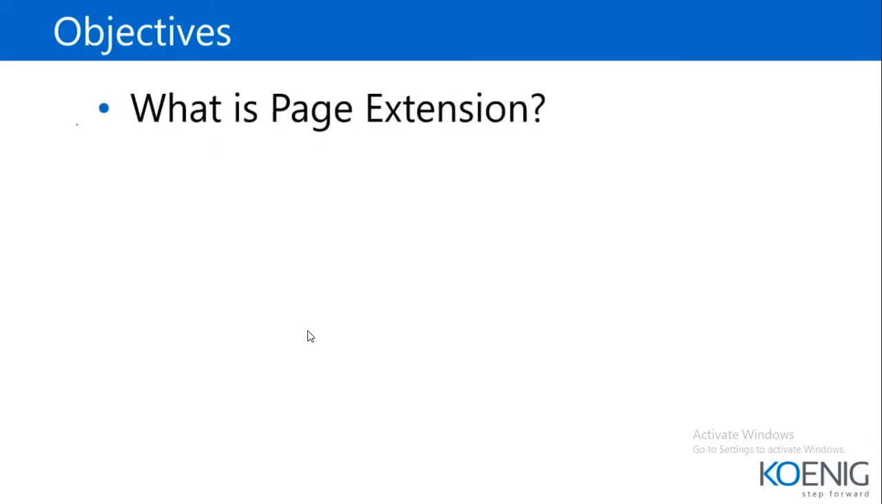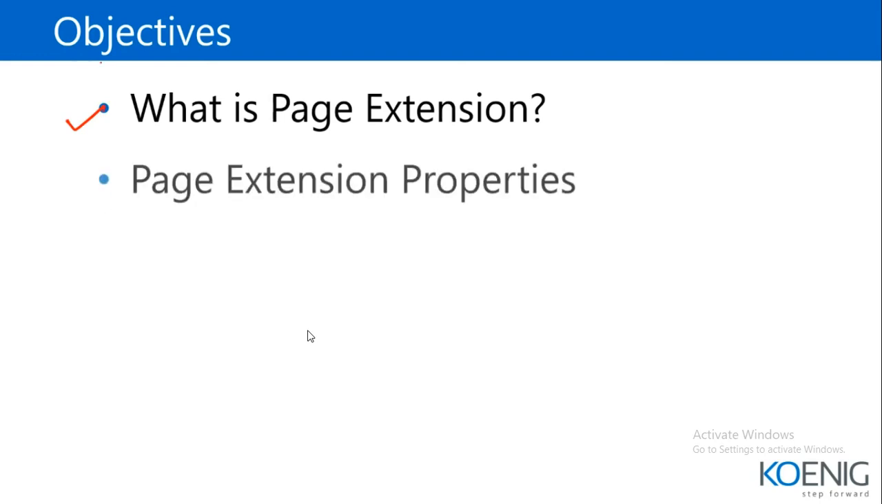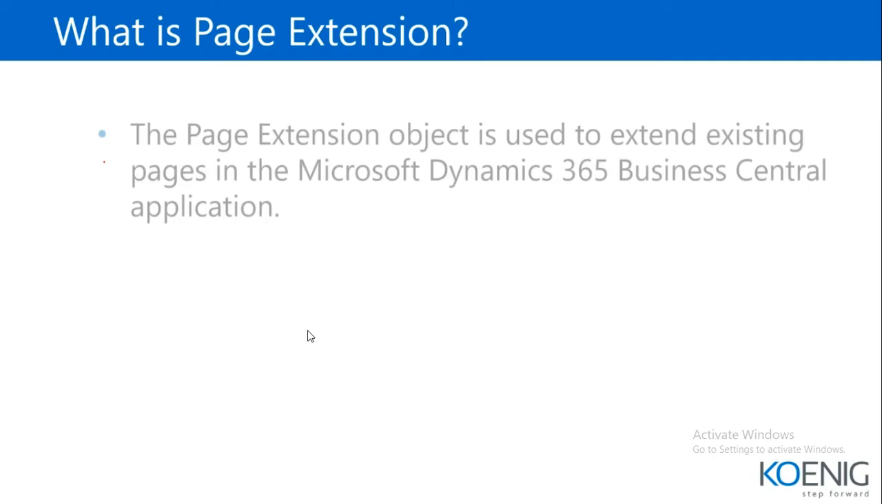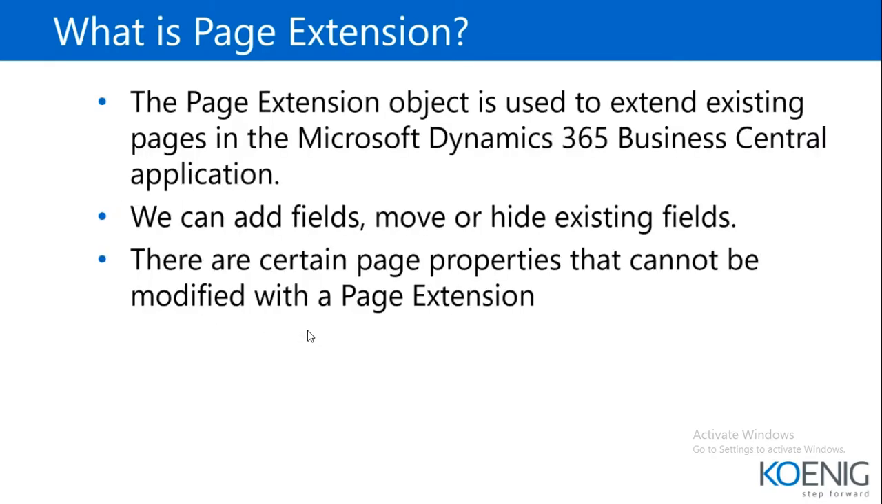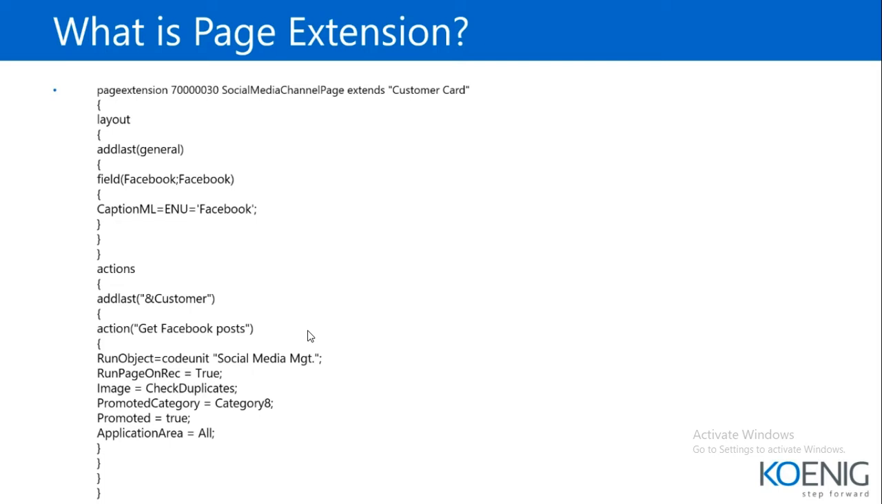So these are the objectives for this module, page extension. Then we will see the properties. A page extension is used to extend the existing pages. We can add fields, and move or hide the existing fields. If we want to add fields, they first should be added in the table via the table extension. Then moving or hiding is for the already available, original fields. So we can move them or we can hide them. There are certain page properties that cannot be modified. Like in table extension we saw yesterday, there were some properties that we can modify, but there are some that we cannot modify. So we will see what those are.